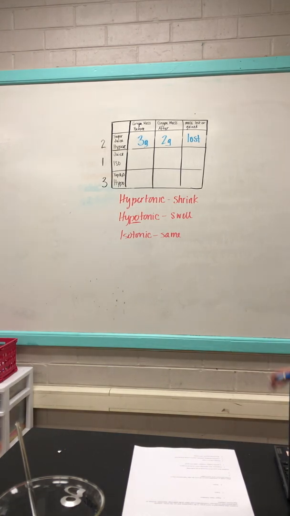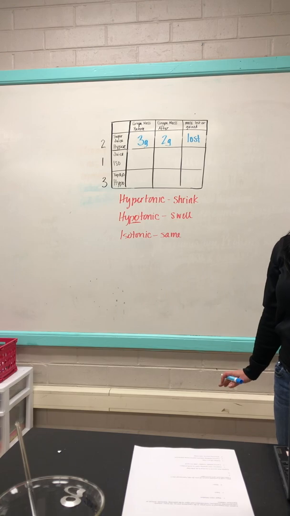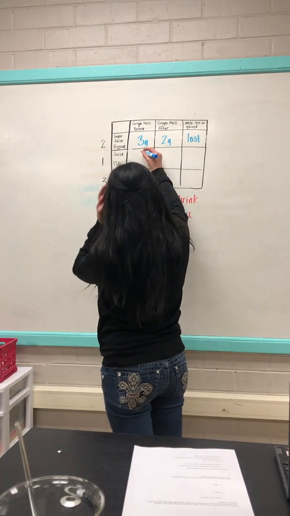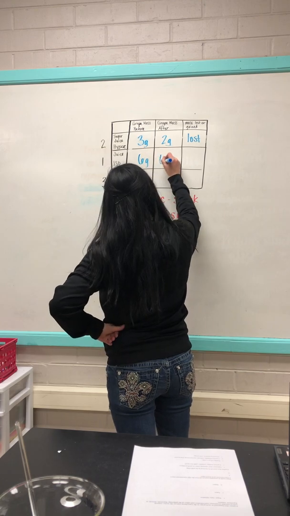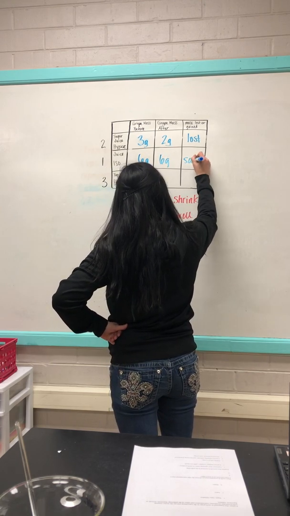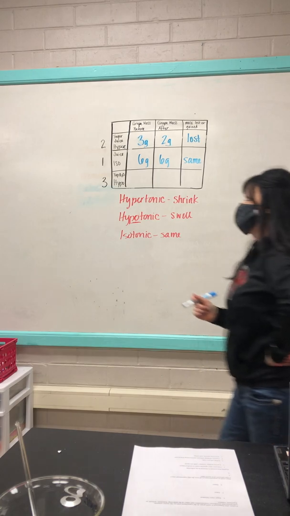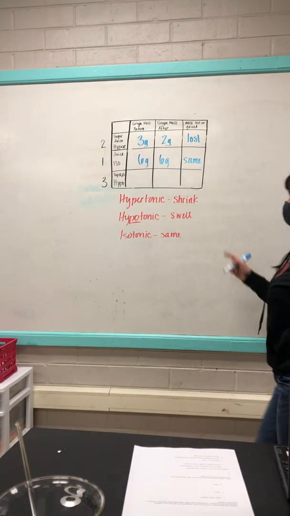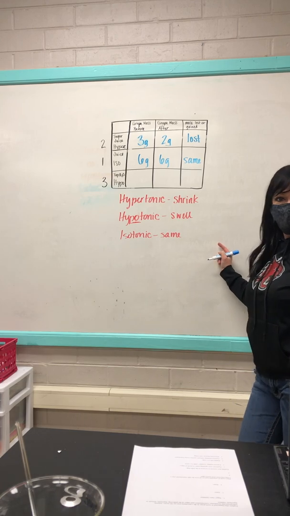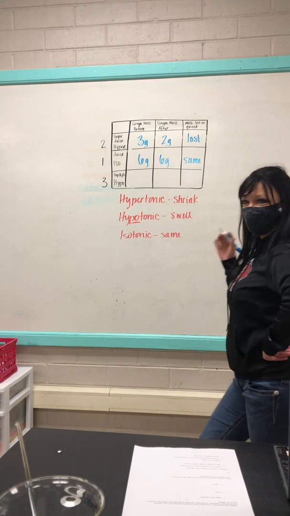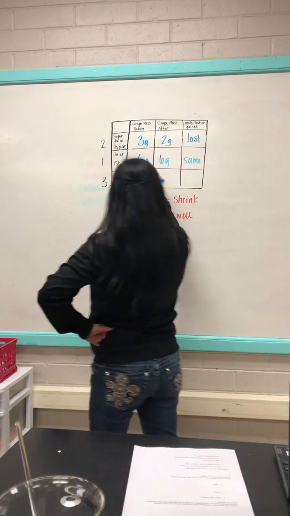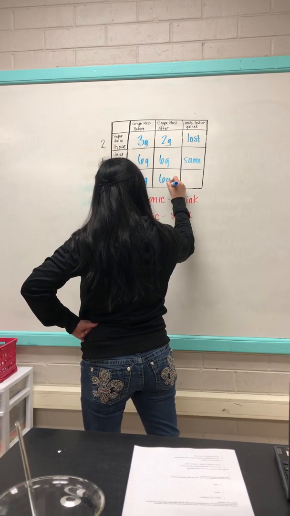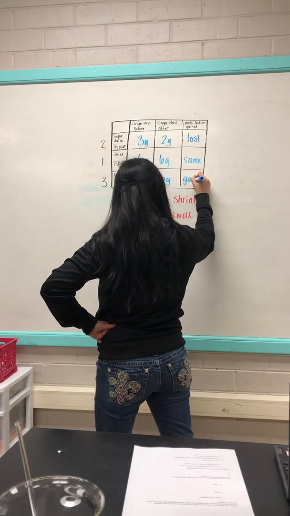Whose juice stayed the same? Michaela, what did you get? 6 grams and 6 grams. So we're going to put same out here. Whose hypotonic solution actually gained mass? Malachi, what did you get? 5 grams before and 6 grams after. Okay, so this gained.